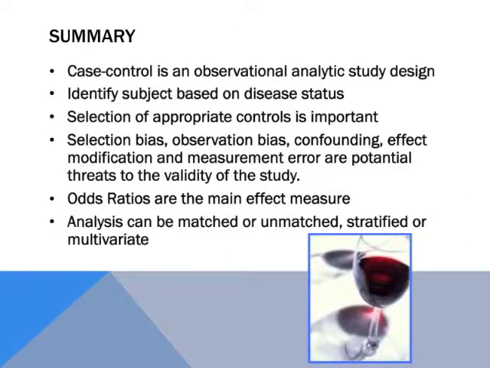Finally, we will recap on the case control study. It's an observational analytic epidemiologic study where subjects are identified based on disease status or the outcome. The selection of appropriate controls is important. Selection bias, observation bias, confounding, effect modification, and measurement error are potential threats to the validity of the study. Odds ratios are the main effect measure. Analysis can be matched or unmatched, stratified, or multivariate.